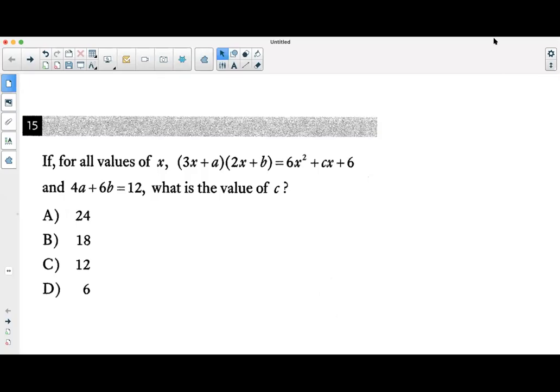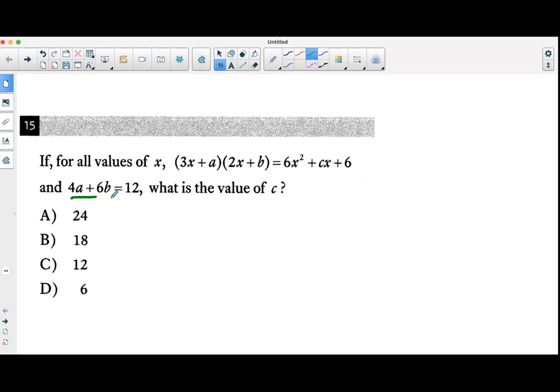All right, so we're gonna do the homework review first. Number 15 here. So for all values of x, these are true. Okay, and 4a plus 6b is equal to 12. What's the value of c? So then, let's try to look at this one, guys.